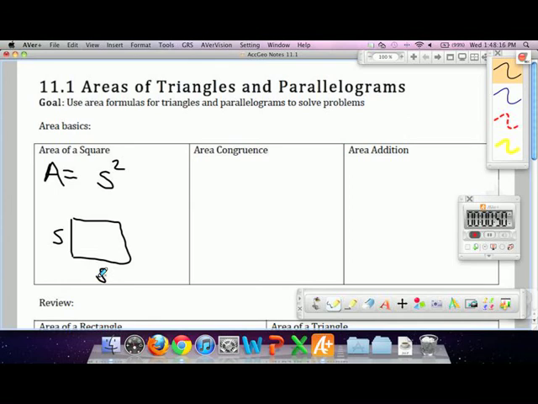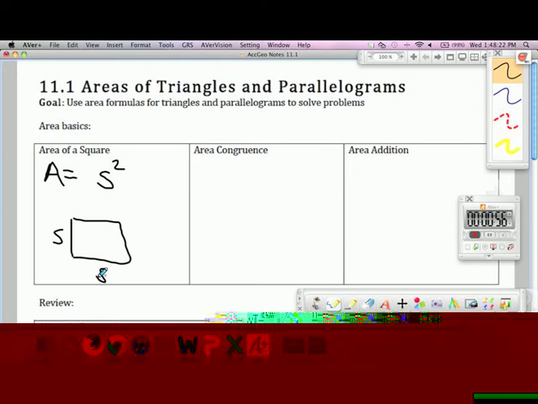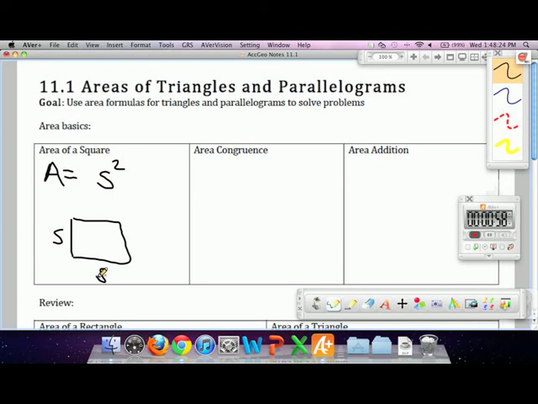Okay. Areas behave in the same fashion that segments do, that angles do, and that two areas can be congruent. We can have areas being congruent, meaning that two areas with the same value have the same measure for the area.